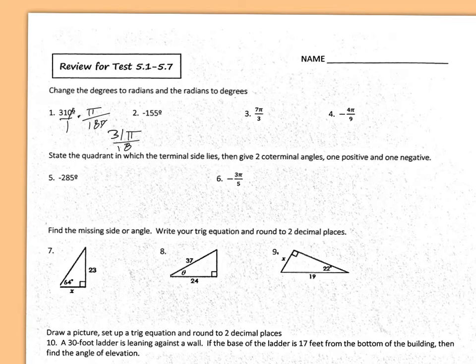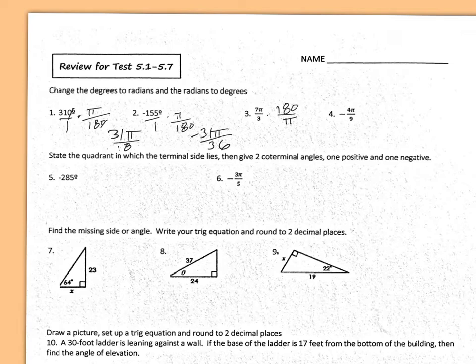For negative angles, if it's negative radians or negative degrees, the negative stays. So negative stays negative. Again, 155 divided by 180. Then go to math, enter, enter. Switch it back to a fraction and put the pi back in the numerator. Take care of the pi symbol yourself.